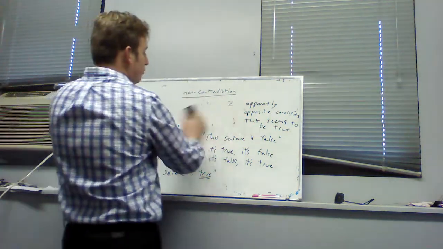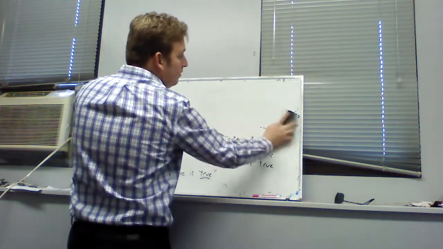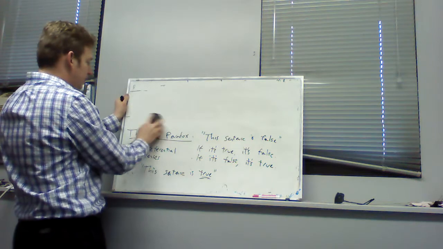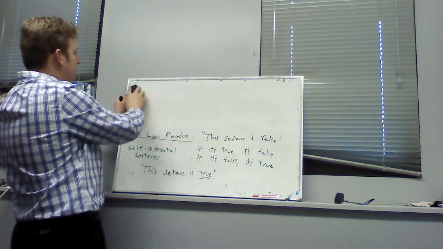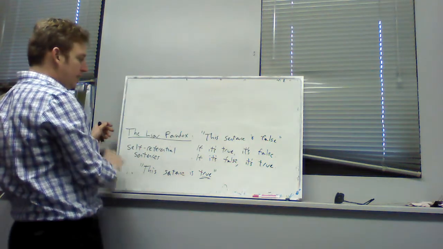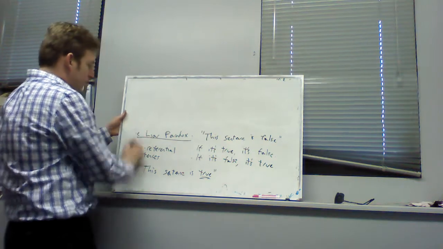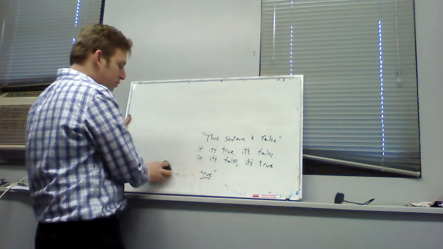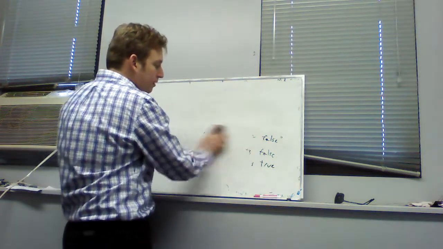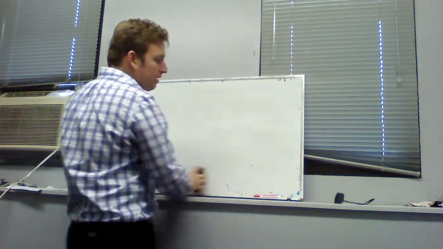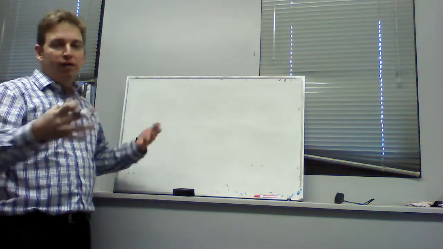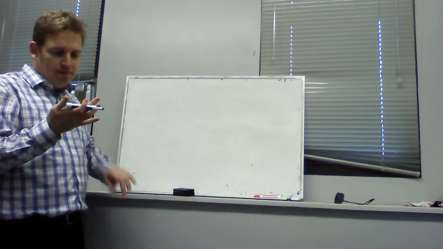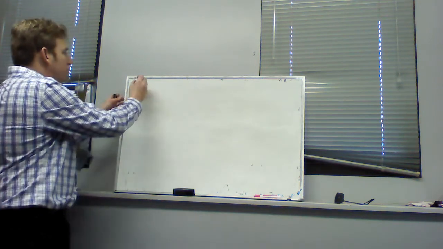There was a guy named Bertrand Russell, and he was a British philosopher who was born in the 1870s, and he died in the 1970s. He was almost 100 years old when he died. I'll just erase the whole board. Russell and a bunch of other people were trying to work out a theory of mathematics. They were trying to work out a way to prove all the truths of mathematics. Prove truths like 2 plus 2 is 4.